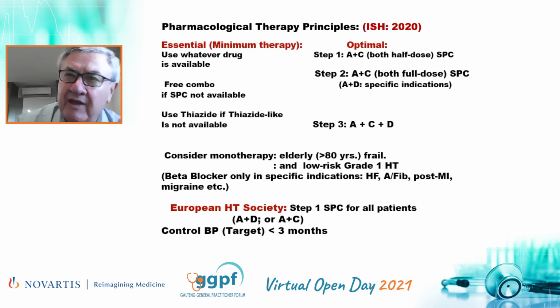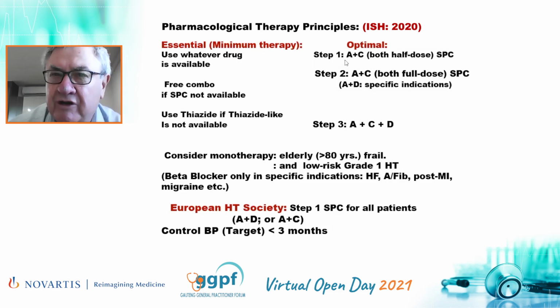Now, coming back to the International Society of Hypertension, in terms of the treatment, they also have essential or minimal therapy and optimal therapy. Now, their optimal, the best you can do, is to start with an A plus C, a RAS blocker, ACE or ARB, plus a calcium channel blocker. Both of them in a half dose, in a single pill. And if that doesn't work, the same combination, but now in full dose, single pill.